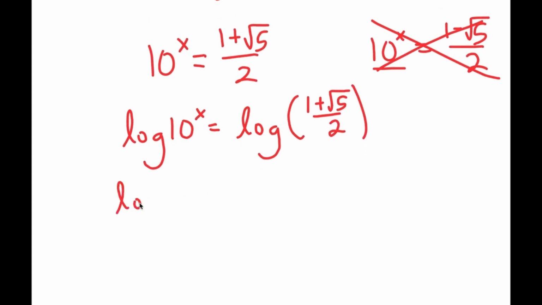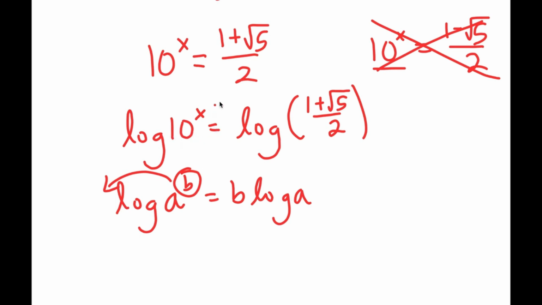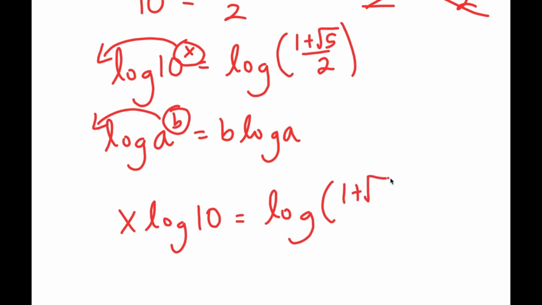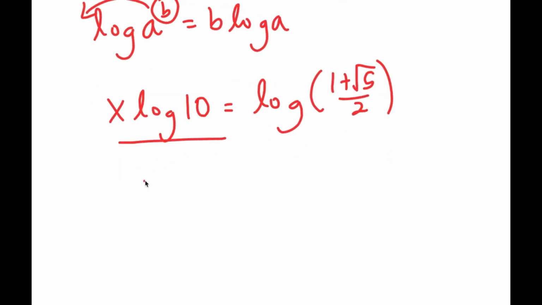And if I have something in the form log a to the power of b, I can move the exponent b to the front, so this turns into b times log a. So now I have log 10 to the power of x, which I can move x to the front, so I get x times log 10 is equal to log of (1 plus the square root of 5) over 2. And now I'm going to divide both sides by log 10.